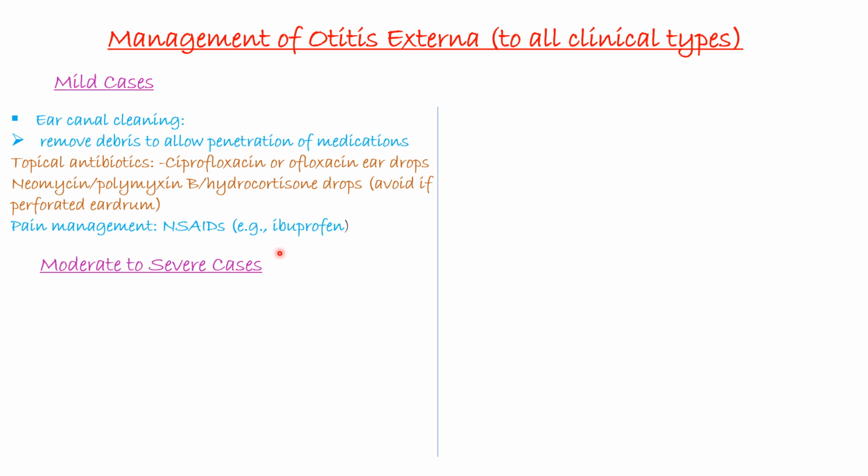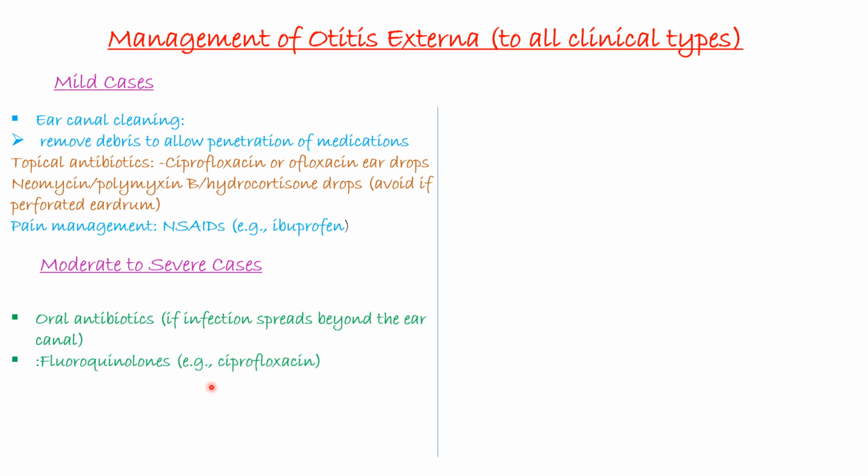Next is pain management. Obviously the patient will come with otalgia, so you give them NSAIDs, including Brufen. In moderate to severe cases, you can switch the medication to oral antibiotics if the infection has spread beyond the ear canal. In addition to that, the medication that you're going to give is fluoroquinolones, that is ciprofloxacin ear drops, if there is no spread. If it has spread, then you give oral antibiotics. You also need to place an ear wick for severe swelling where we already have an obstruction, and this is to allow medication delivery.